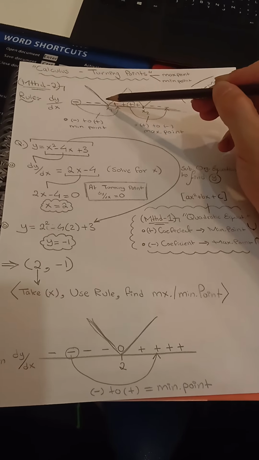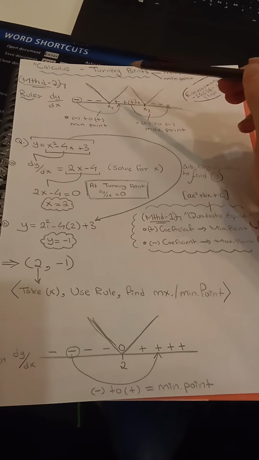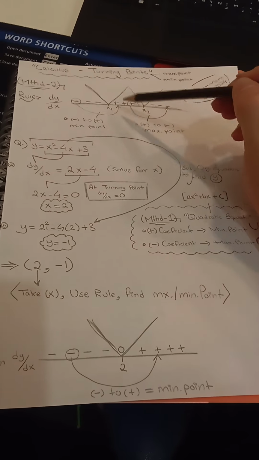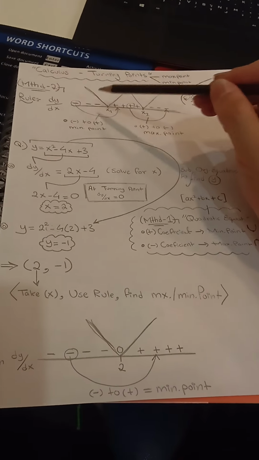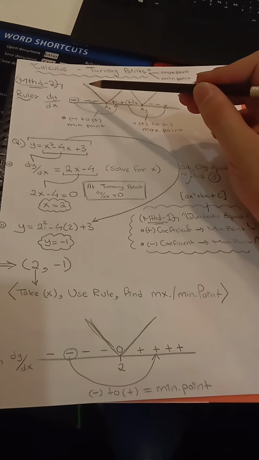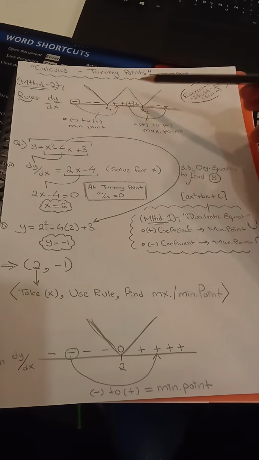So the graph is resting at the minimum point, because we start from left to right, right? So moving from negative to positive is going to be a minimum point. The graph will have a minimum point because from left to right, the gradient is descending and then increasing. The graph is resting at the minimum point.